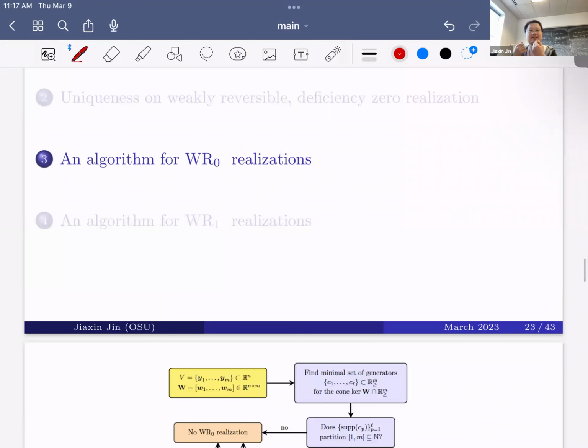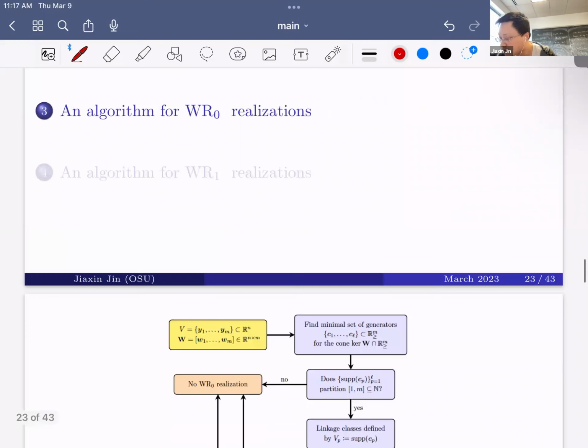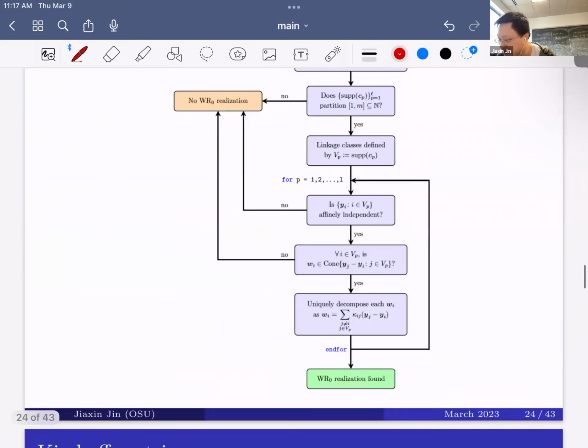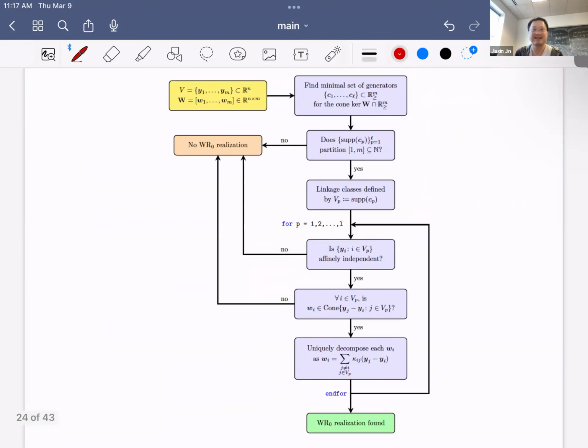Okay, now let's go to the algorithm for finding a WR relation. If you look at this flow chart, it is made by Polly. It's a very nice flow chart.